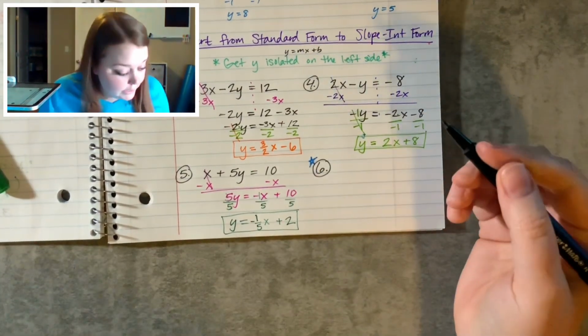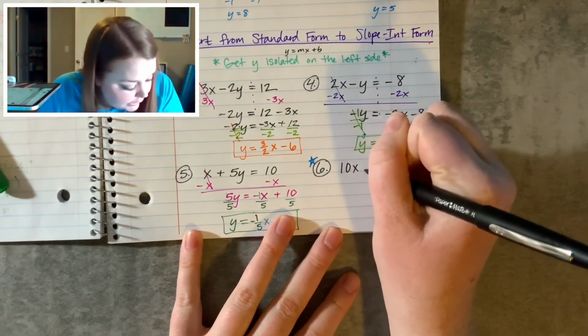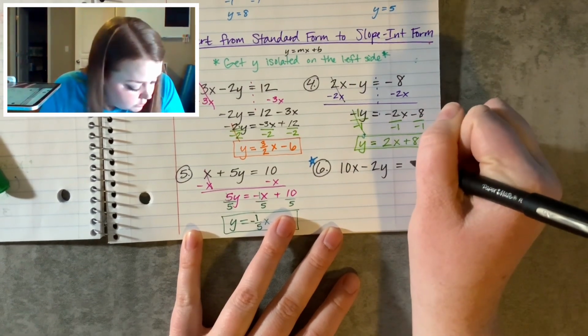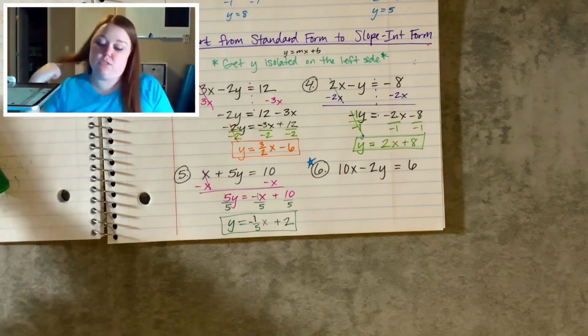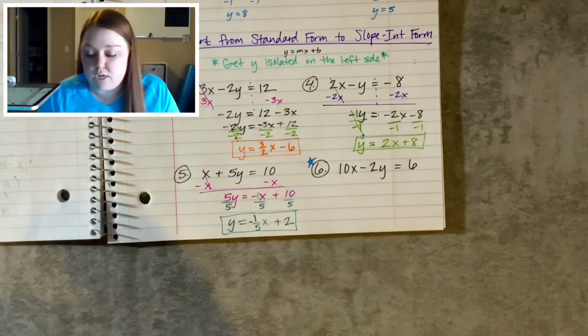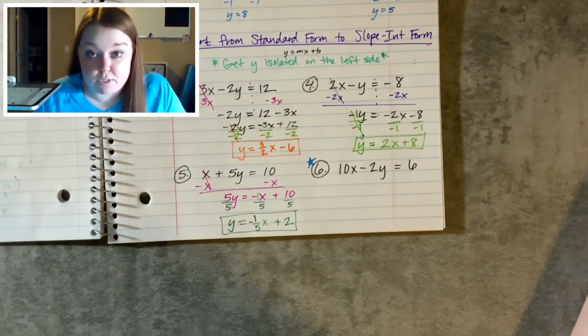Okay, try this out. Just showing your best effort here. 10x minus 2y equals 6. Change that into slope-intercept form. That is your entry task question. Good luck, and don't worry, we'll practice more in Zoom, okay?